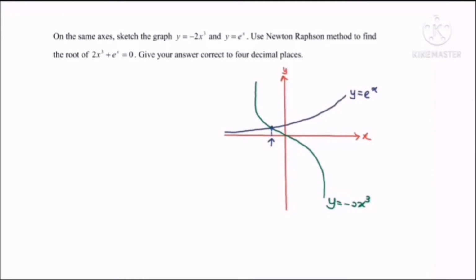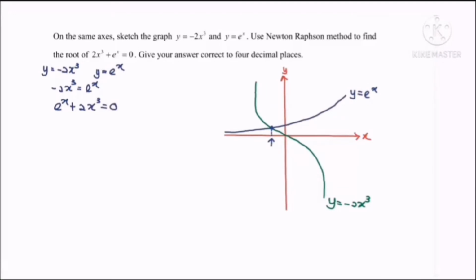Kindly refer to the question. Use the Newton-Raphson method. Find the roots for the situation. Given y is equal to negative 2 multiplied by x cubed and y is equal to exponent x. Try to combine the situation and we will have negative 2x cubed equals exponent x. Rewrite the situation and we will have exponent x plus 2 multiplied by x cubed equals 0.